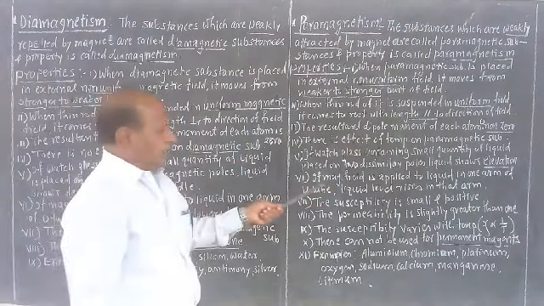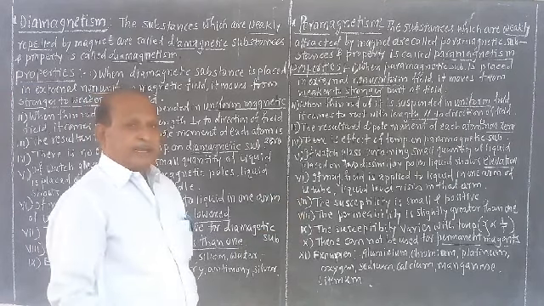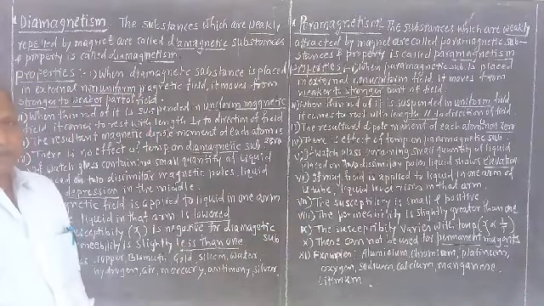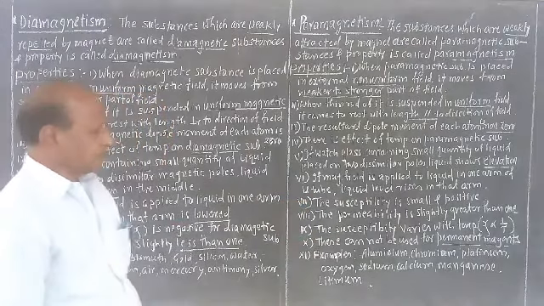Next, if a magnetic field is applied to a liquid in one arm of a U tube, the liquid level rises in that arm. In diamagnetic, it is lower. Here the level rises in that arm.